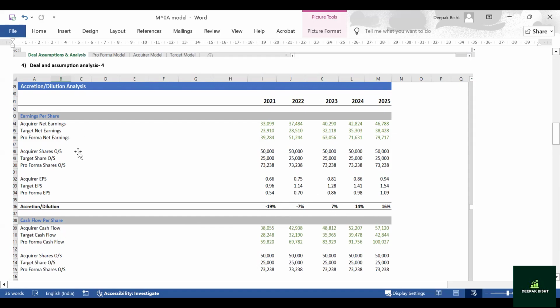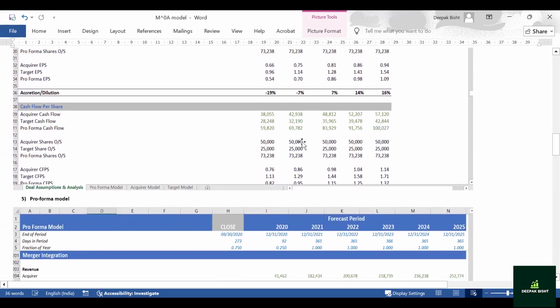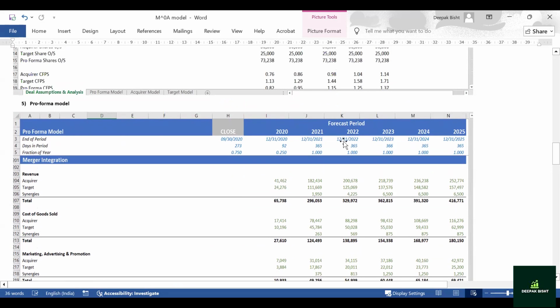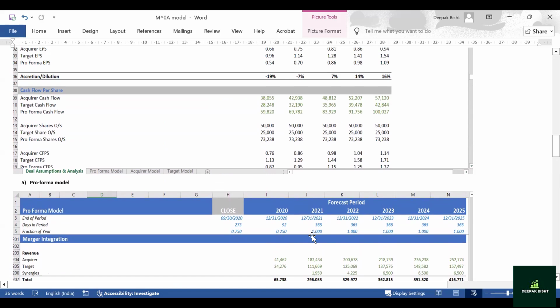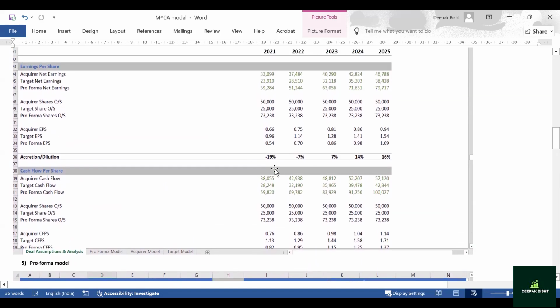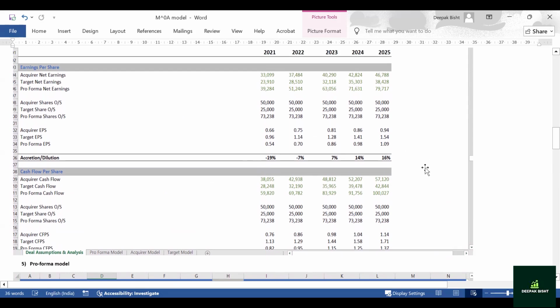And we have now combined both the companies as one entity. Based on that, this is the merger and integration model. So we have combined both the numbers here in this model, and from that, we have created these numbers.